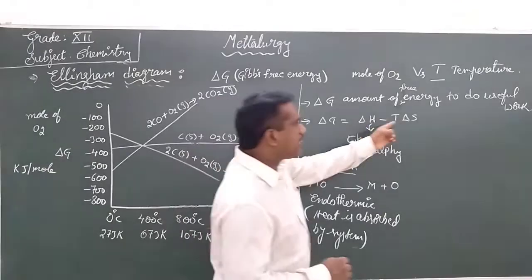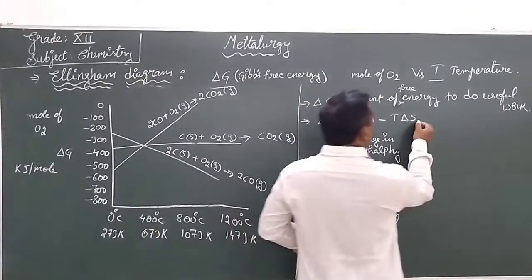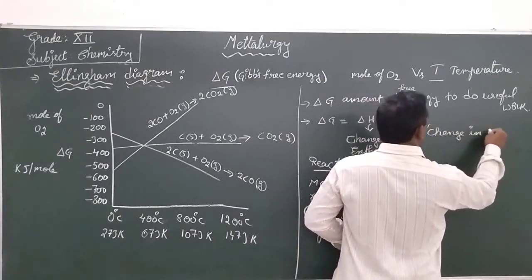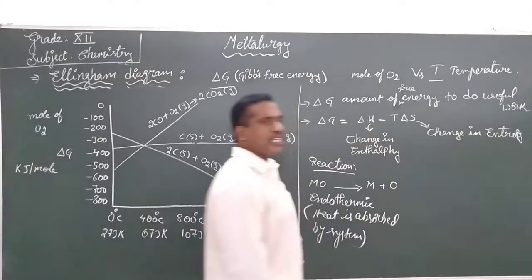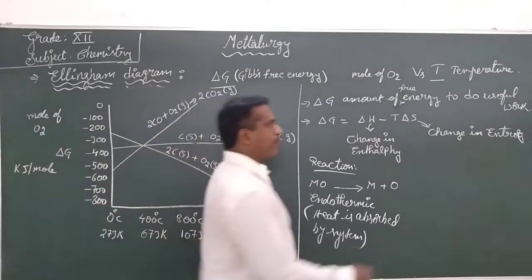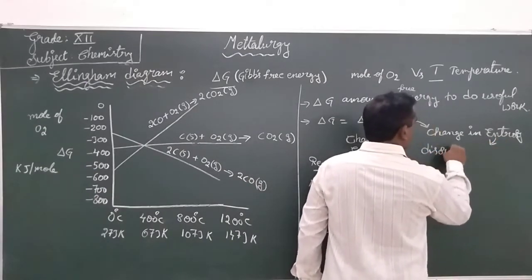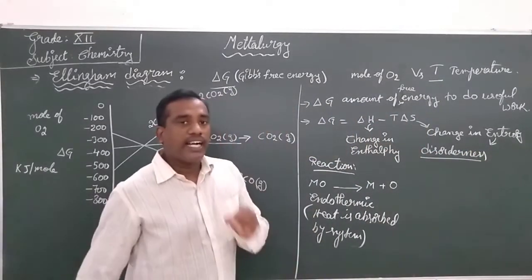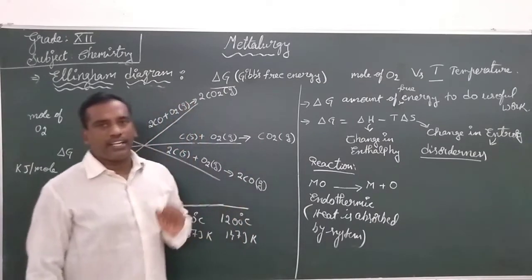Then, what is the remaining term? T delta S. Here, delta S stands for change in entropy. What does this mean? What is the meaning of entropy? Entropy means disorderness. Coming to this word, disorderness.